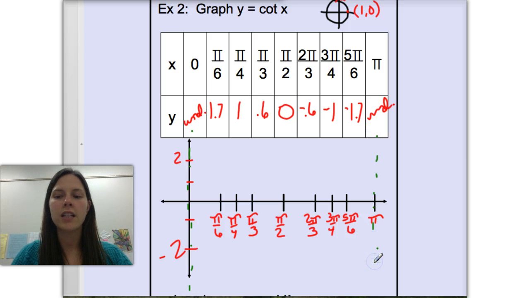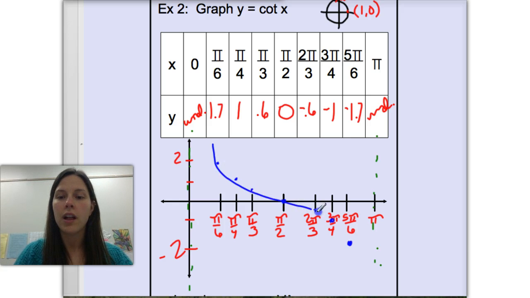So we've got those vertical asymptotes at the multiples of pi, and then plotting our points, we've got at pi over 6 about 1.7, coming down to 1 at pi over 4, down to 0.6, and to 0. And the same thing for the next one, down to negative 0.6, negative 1, negative 1.7. So the cotangent function is a snake function as well, but it's a reflection of the snake that we get for the tangent function.